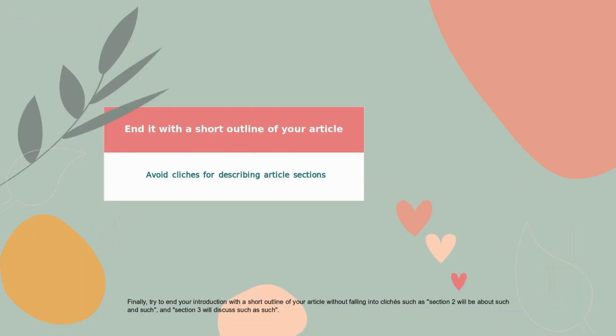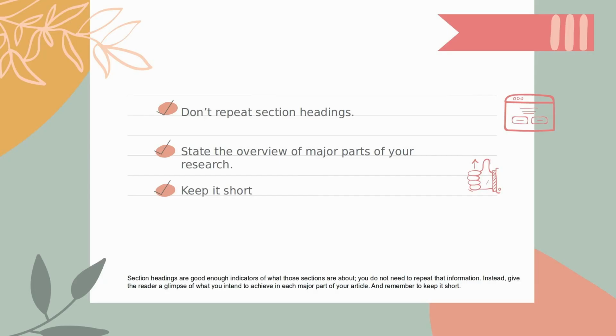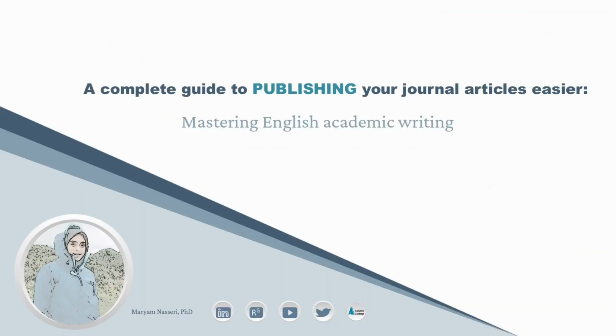Finally, try to end your introduction with a short outline of your article without falling into cliches such as section 2 will be about such and section 3 will discuss such and such. Section headings are good enough indicators of what those sections are about. You do not need to repeat that information. Instead, give the reader a glimpse of what you intend to achieve in each major part of your article, and remember to keep it short.